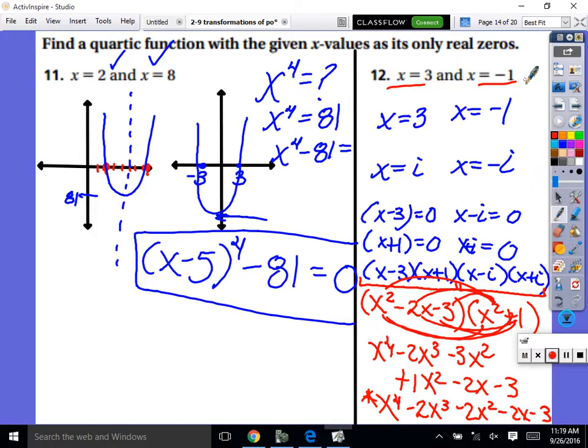Your polynomial could come out a different answer. Do you get what I'm saying? There's not exactly one answer for these. So you could have used 4i and negative 4i, but it would just be bigger. Yes.